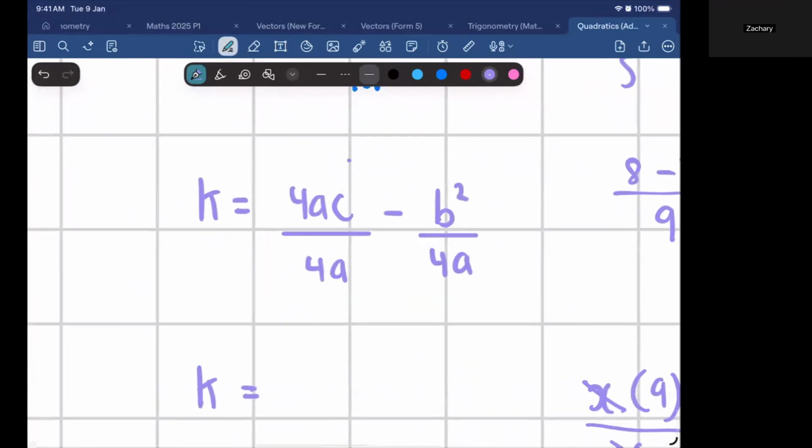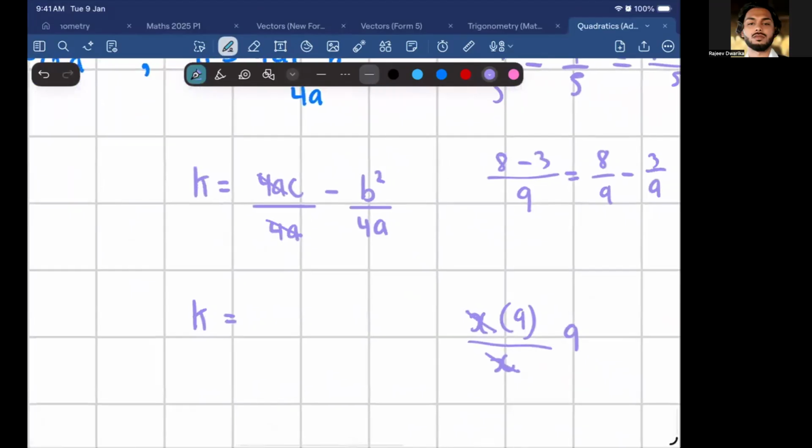So what would happen over here? The 4 and the A will cancel out. 4A will cancel out itself. Correct. And that would leave me with what? C minus B squared over 4A. Understand? Yes, sir.